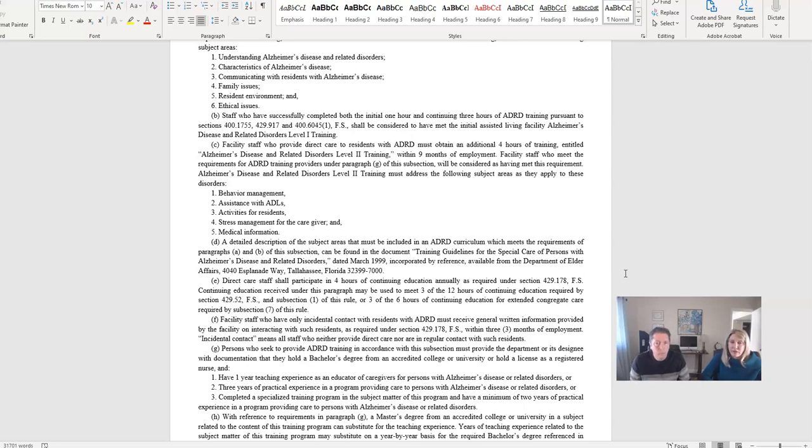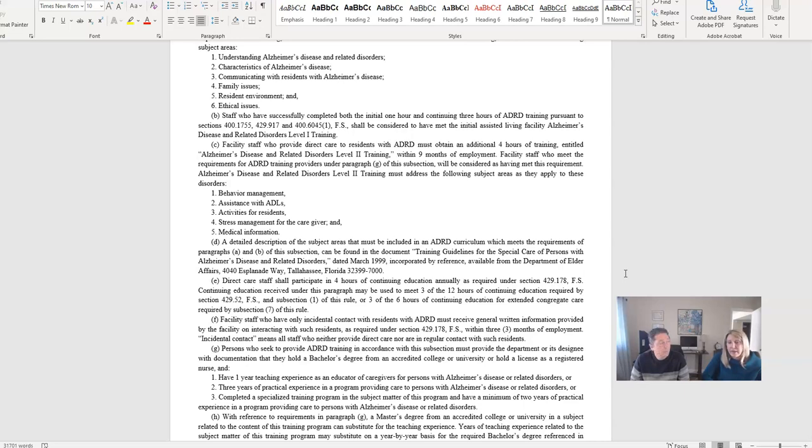I'll just go on to level 2. Okay. So the next part, the second part of the question, and something you will see on the test, is facility staff who provide direct care to residents with ADRD must obtain an additional 4 hours of training entitled Alzheimer's Disease and Related Disorders Level 2 training within 9 months of employment. Facility staff who meet the requirements for ADRD training providers will be considered having met this training requirement.